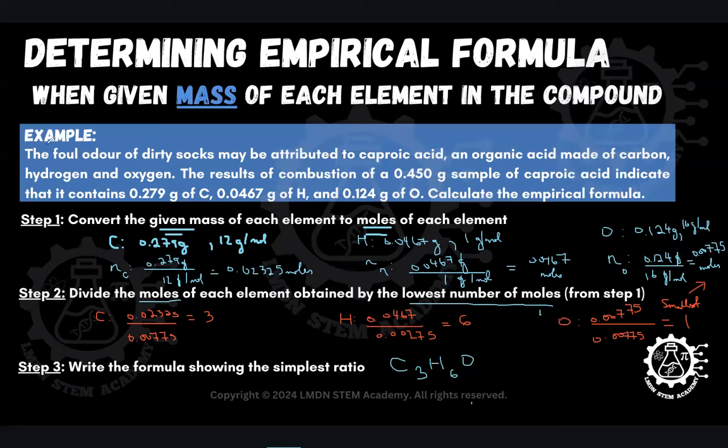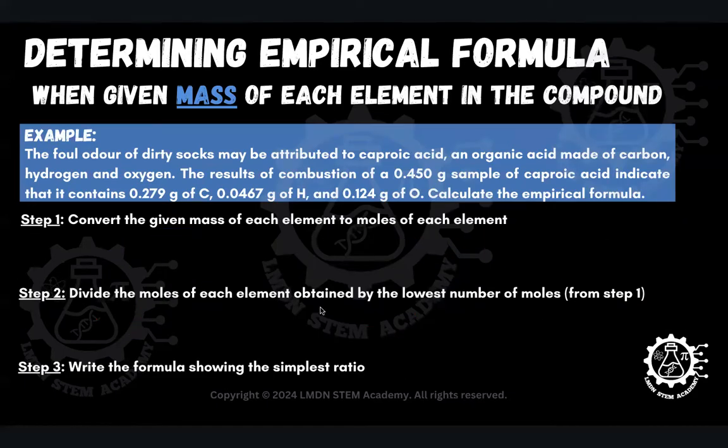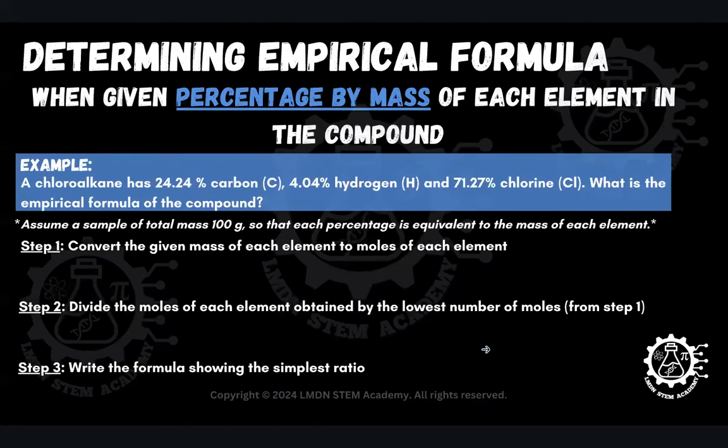Okay, so let's take another example. Let us take the case in which we are given the percentage by mass of each element in the compound. So this is our second kind of data that we might be given. In this particular case, here's our example. We are given a chloroalkane, that's an alkane that contains a chloro group.